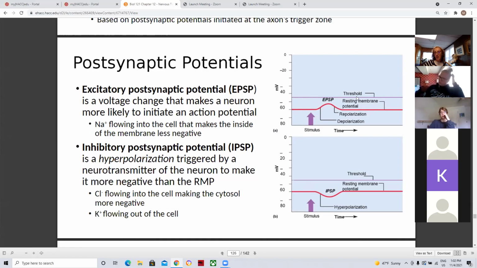That's only going to get fired at the trigger zone. So the rest of the neuron, like the dendrites and the soma, are going to be receiving multiple synapses that can result in a combination of excitatory postsynaptic potentials, where the membrane becomes less negative, meaning it gets depolarized, or inhibitory postsynaptic potentials, where the membrane becomes even more negative, meaning it's farther away from threshold.